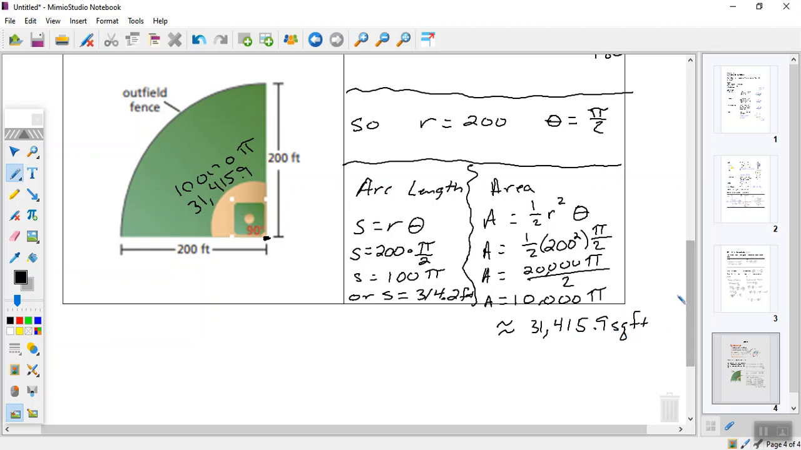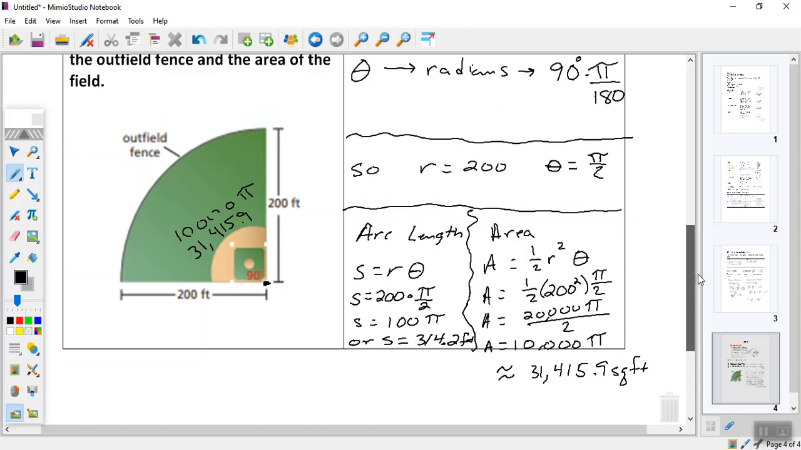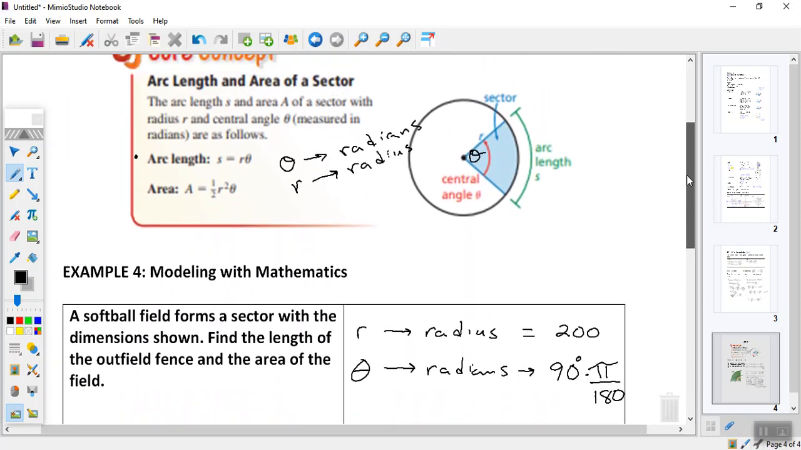Okay, kids, the two biggies today are finding arc length of a sector and area of a sector. Arc length is equal to what times what? Radius times theta. The area of this shaded sector, the number of square units on the inside, would be 1/2 r squared theta, but that's contingent upon that central angle not being measured in degrees, but being measured how? Radians.